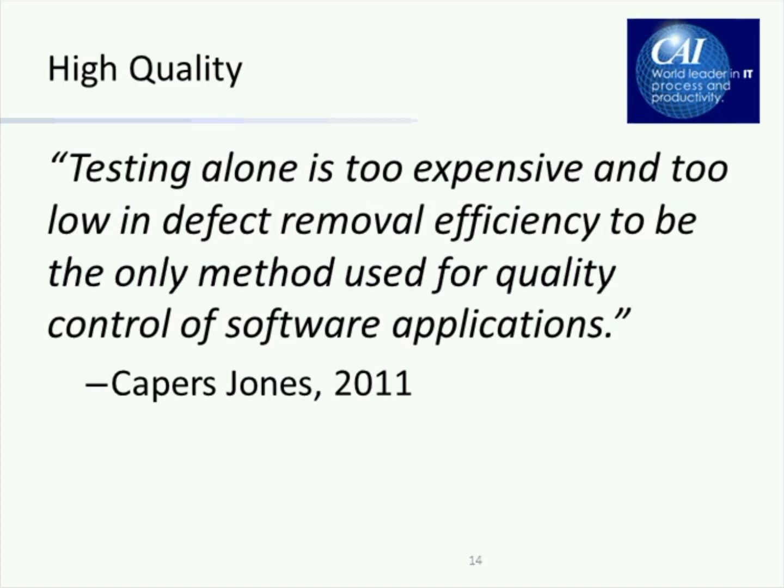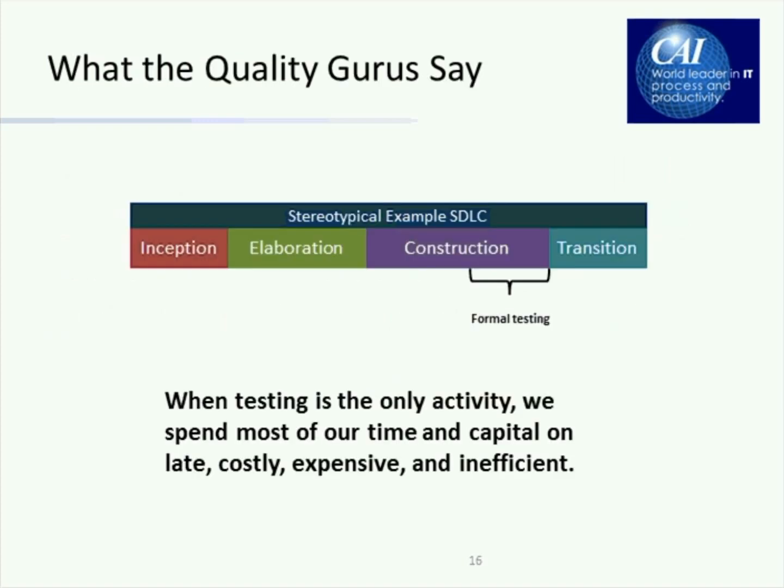Jump up to the year 2011. In his latest book, The Economics of Software Quality, Capers Jones states, and this is 70 years after Edwards Deming stated it, testing alone is too expensive and too low in defect removal efficiency to be the only method used for quality control of software applications. So what's Capers saying? Take a look at it. If we look at it, formal testing is expensive and inefficient.